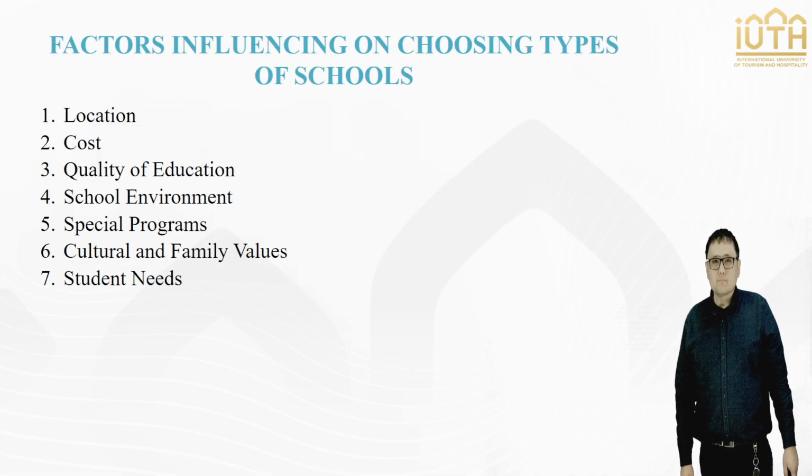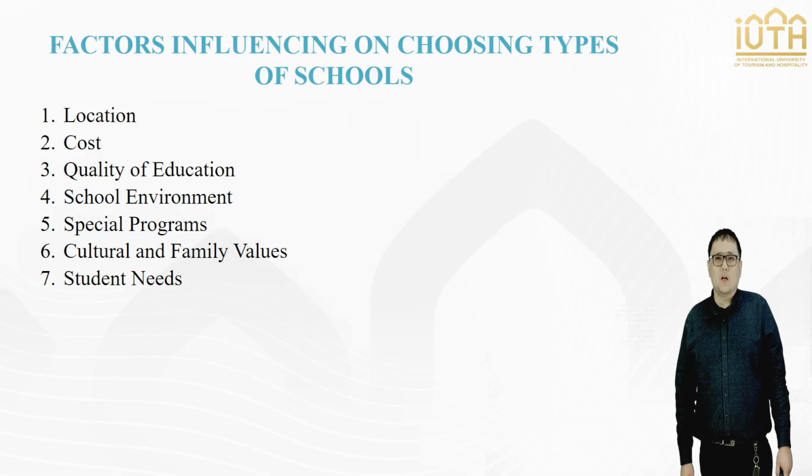So, next slide. After discussing some types of school, let's pay attention to the main factors influencing choosing types of schools. The first one, location. Is the school close to home or far away? Is it easy to travel there every day? The second one, cost. Can the family afford tuition, fees, uniforms, books, or boarding costs? The third one, quality of education. Does the school have good teachers, high exam results, and strong programs? The fourth one, school environment. Does the school offer a safe, supportive, and welcoming atmosphere?